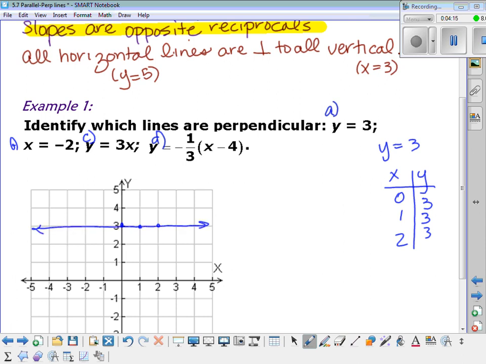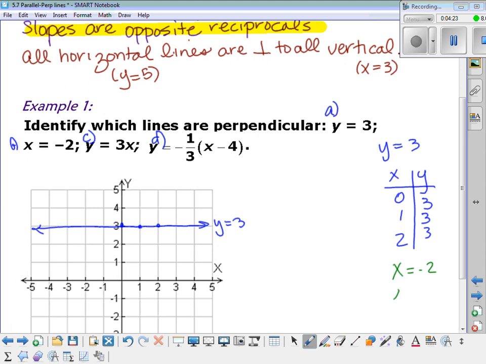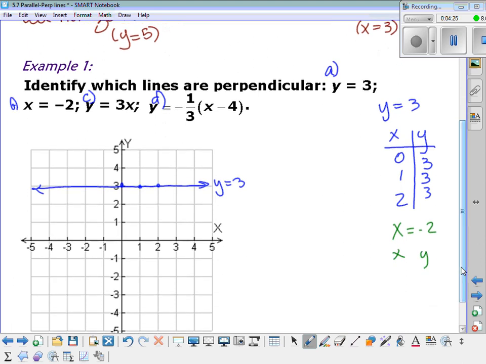And you can do the same thing with x equals -2. X can only be a -2. And again, you can put in random numbers for y. And so we would have those points, and it's vertical. So y equals 3 was line A, and x equals -2 was line B.